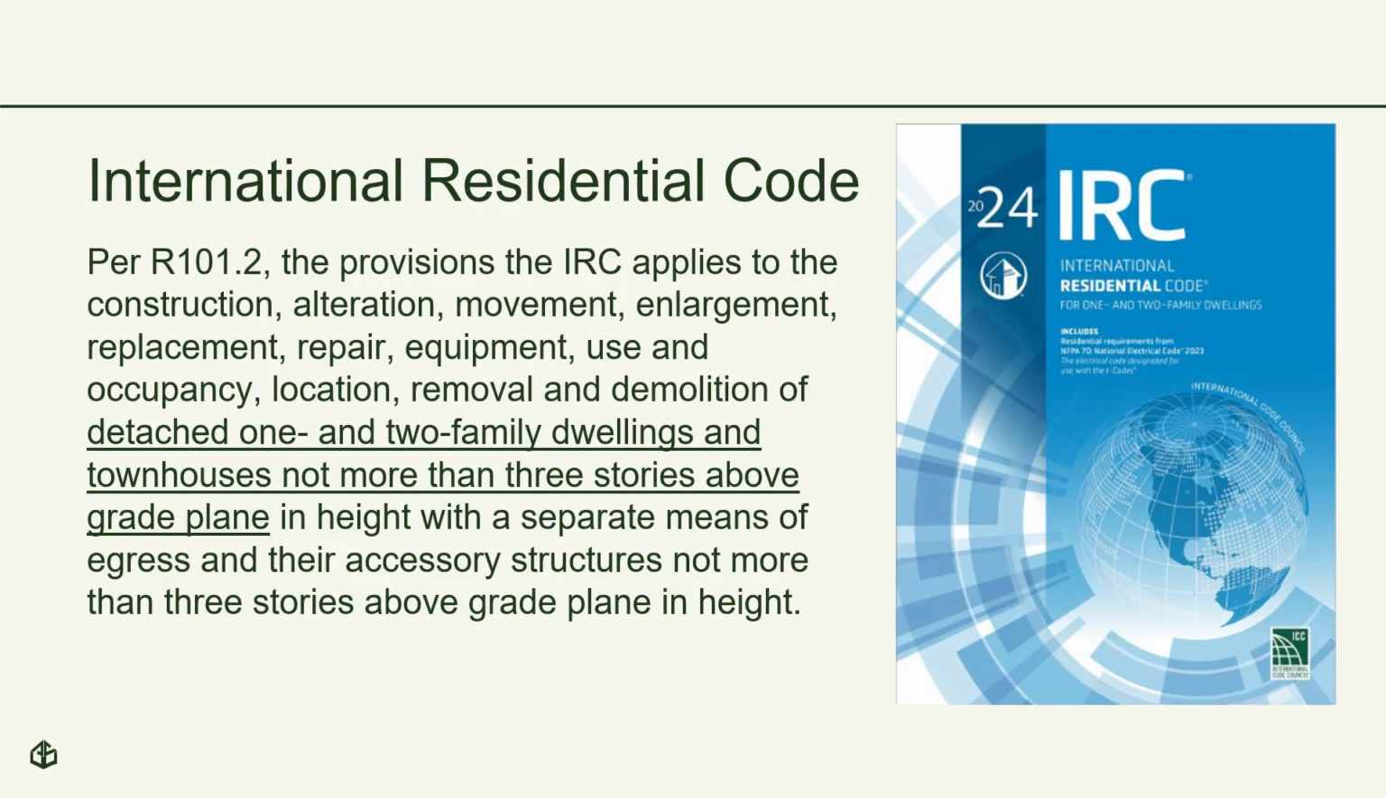I mentioned the IRC is applicable to 1- and 2-family dwellings and townhouses not more than 3 stories above grade plane. This is outlined in the scope of the code, which is IRC section R101.2. Whenever applying the code, it is important to double check that the building in question falls under the scope of the code. For instance, if the building is greater than 3 stories above grade plane, the IRC cannot be used, and rather the International Building Code, or IBC, would be applicable.